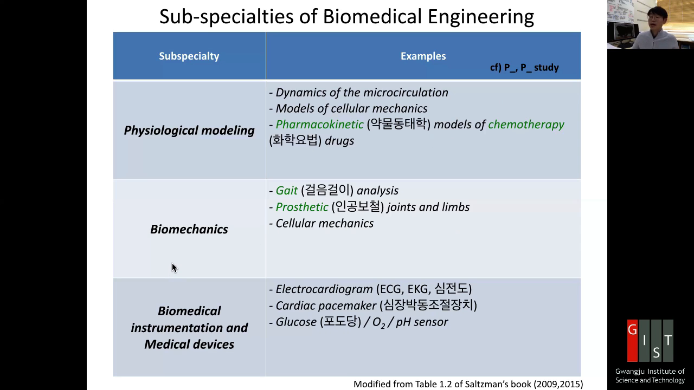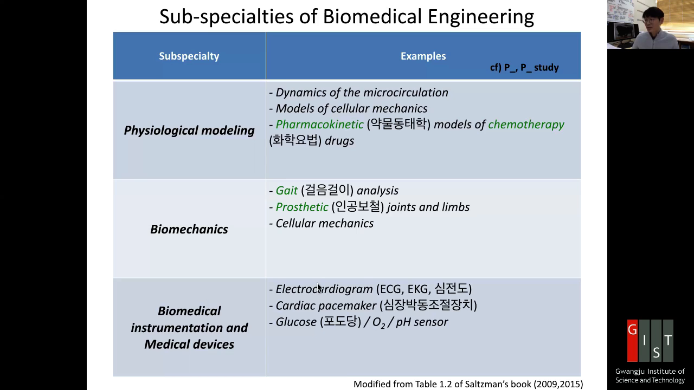So next, biomechanics. An example is gait analysis. Gait is the manner in which a person walks. Or the other is prosthetic joints or limbs. This is an artificial tool which can substitute for our human body. And cellular level mechanics. The mechanics applies not only to big things, but down to the cellular level, which we call cellular mechanics. And another subspecialty is biomedical instrumentation and medical devices.